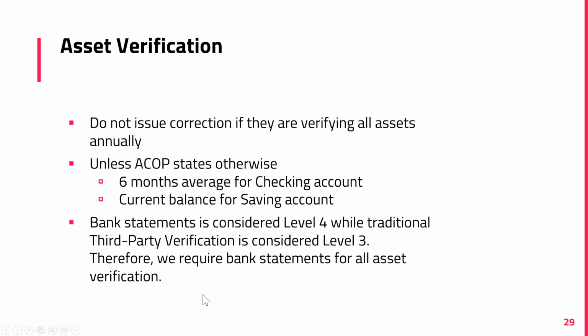And then, since bank statement is considered level 4, while traditional third-party verification is considered level 3, we're always going to ask for 6-month bank statement for checking account and most recent statement for saving account. If they are sending in things like direct verification from Bank of America or from any other bank, we technically can't accept it unless they give us a reason why bank statement is not available.